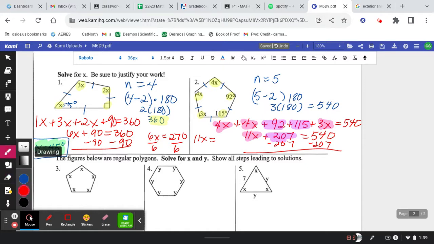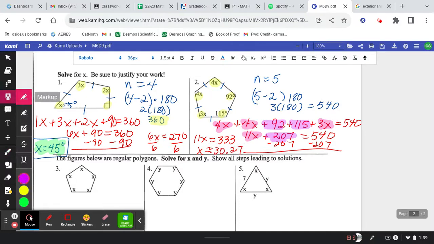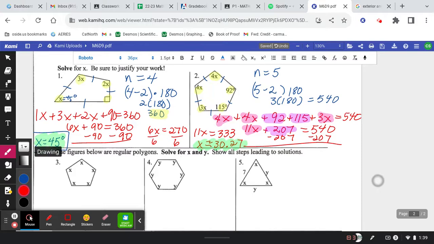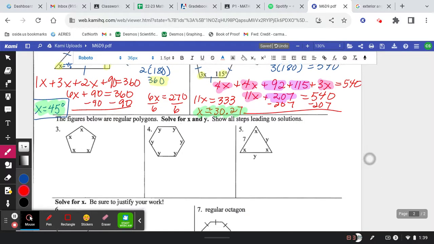Sorry, 540 minus 207 is 333, divided by 11. X is approximately 30.27. How'd you do? Okay, great. Pause the video and try this next one. Same concept.